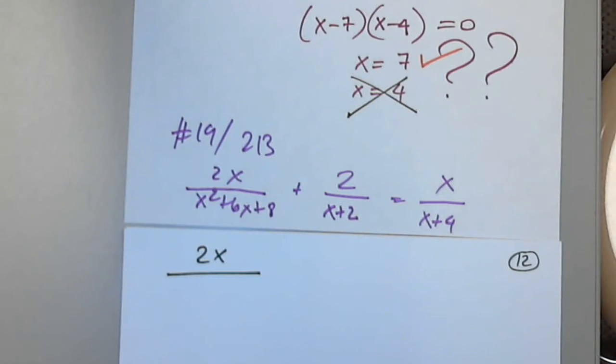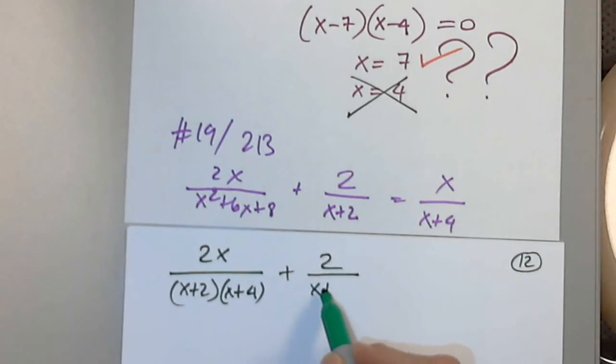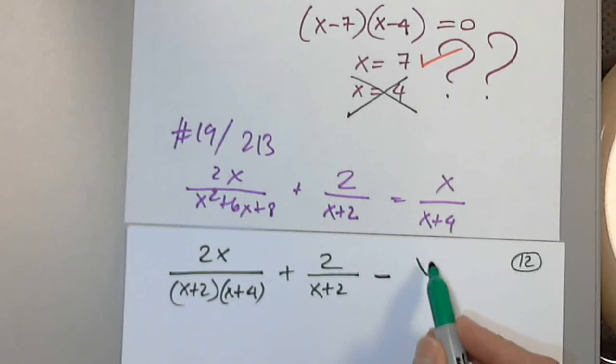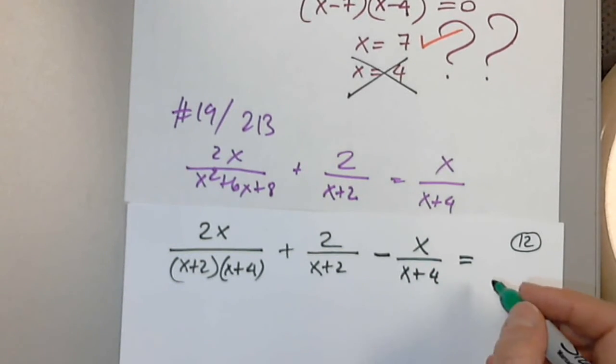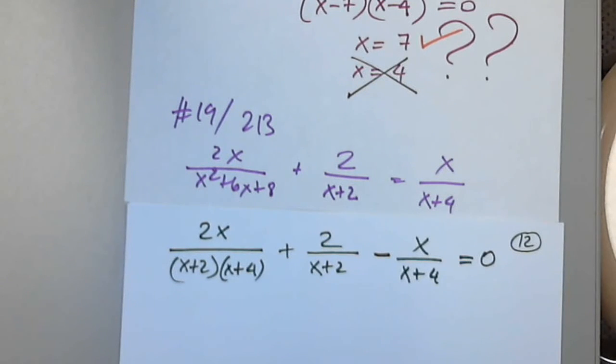Can anyone give us the factored form of the denominator? X plus 2, x plus 4. Very good. Very good. Plus 2 over x plus 2. I like to bring the other one to the other side. And what do I have left on the right? Indeed. The next step must be stating restrictions.